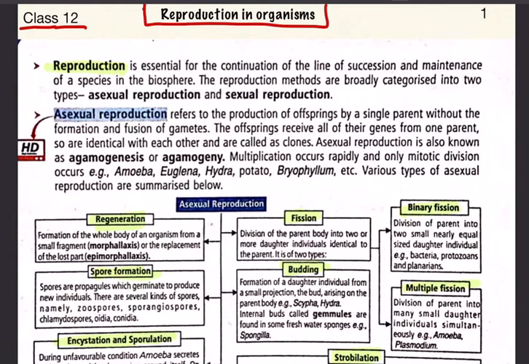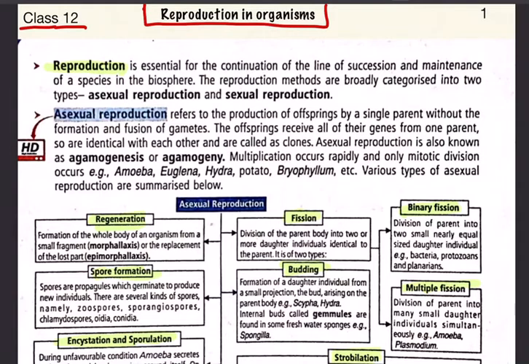And in this session we are going to talk about class 12th biology chapter 1, reproduction in organisms. And this video is meant for 23rd June 2021.